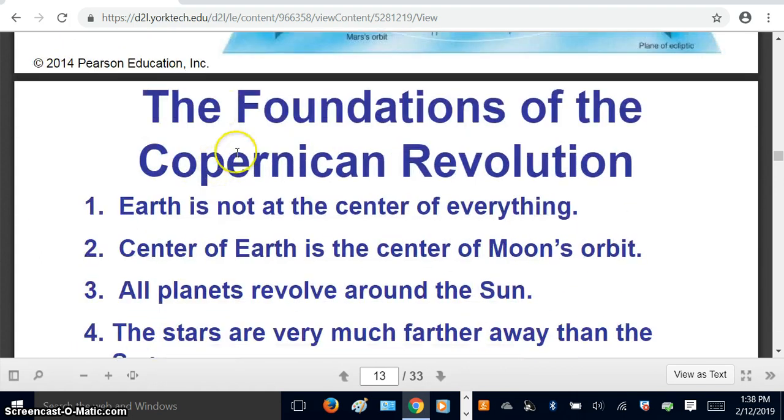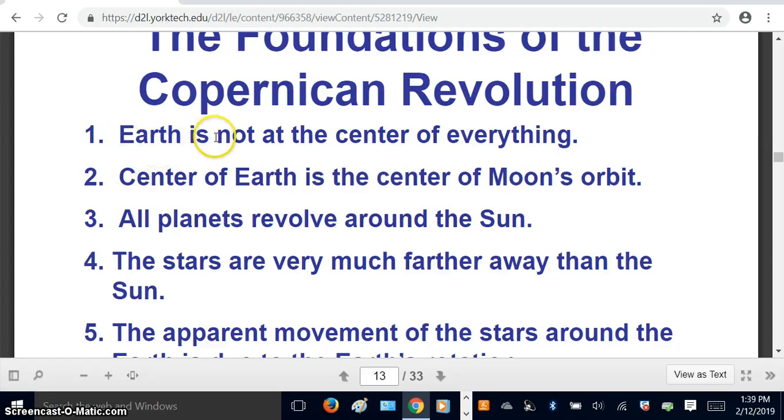Okay, now not everybody accepted this at first. When Copernicus first proposed it, he was so fearful that he actually waited, or he was literally on his deathbed before they brought him the book about this Copernican revolution. All right, so let's go over some of the highlights of his book.